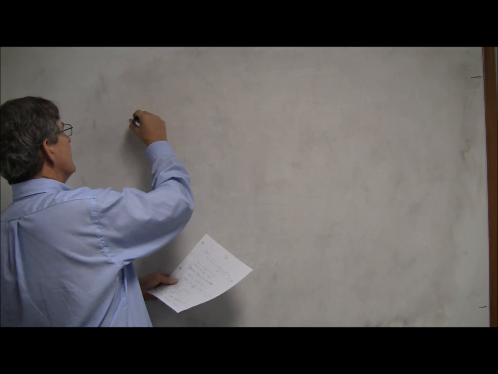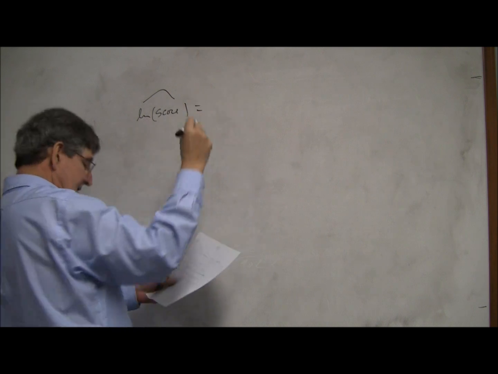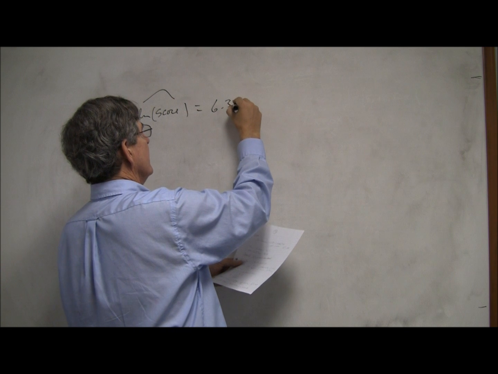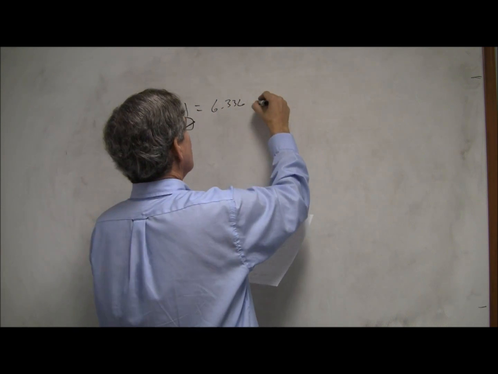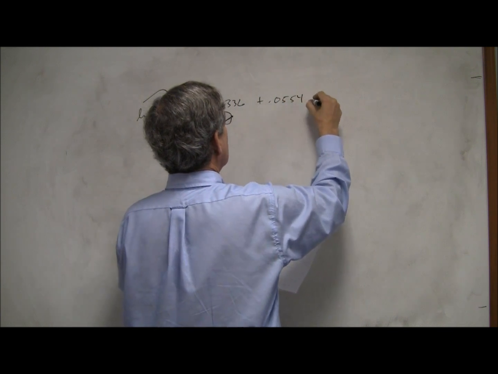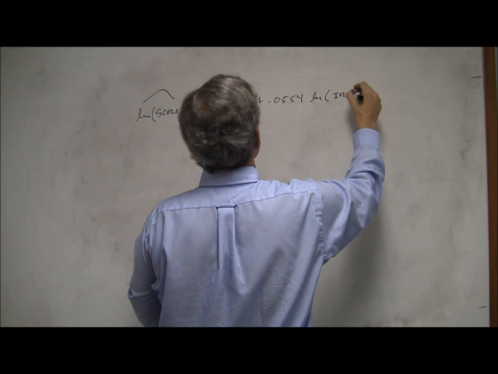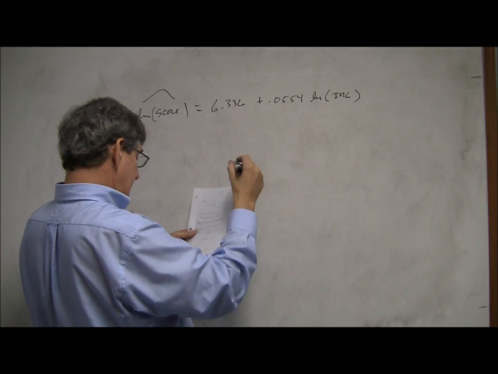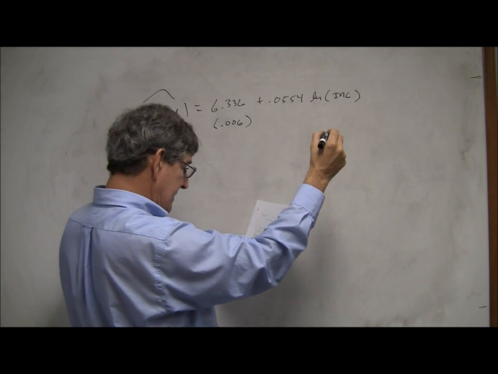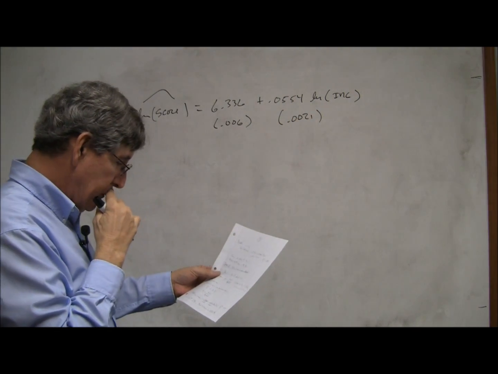If we use the log score hat, estimate that model as a log-log, you get 6.336 plus 0.0554 log of income. And the standard errors are 0.006, I hope I copied that right, and 0.0021. This is all in the book.